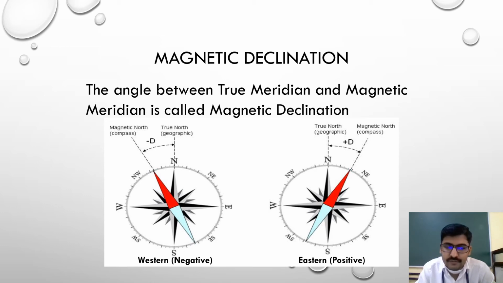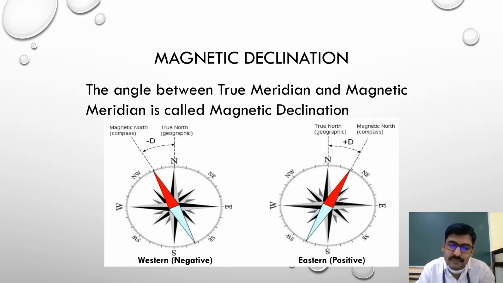If it is on the west side, it is negative declination. If it is on the east side, it is a positive declination. Why is it called positive declination and why is it called negative declination? There is a reason. When I know the declination at a particular place, and I know the bearing of a certain line, say a line AB, I can find the true bearing.